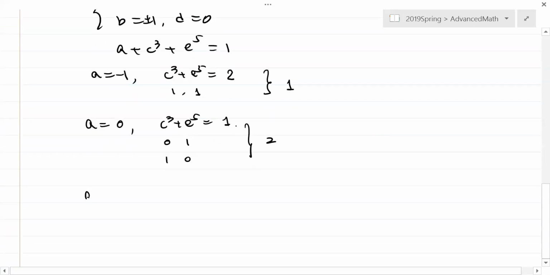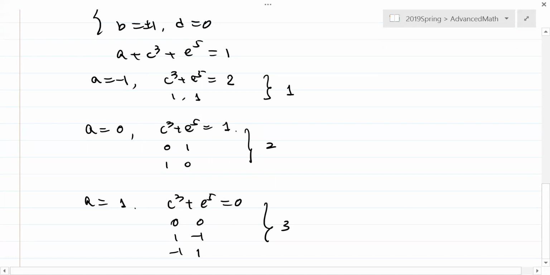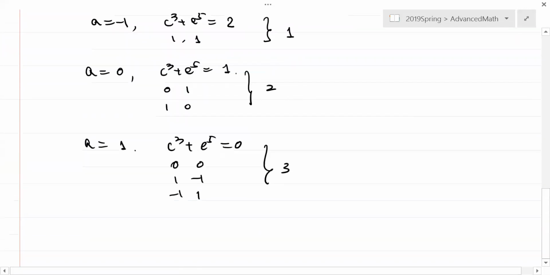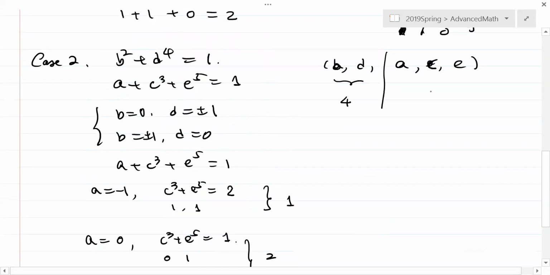Okay, so then A equals +1. Then CQ plus e to the 5th is going to be 0. Then you have more solutions here. First of all, 0, 0 is a solution, right? And the 1, -1 is a solution. And the -1, 1 is a solution. So you have 3 solutions. Total, you have 6 solutions here, right? So 1 plus 2 plus 3 is going to be 6. Okay, so you put the 6 here.